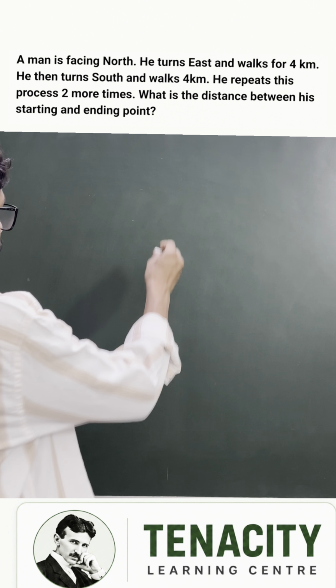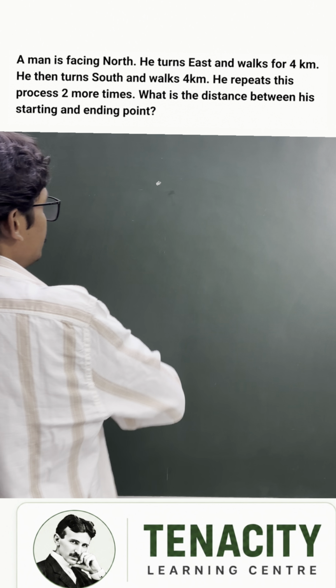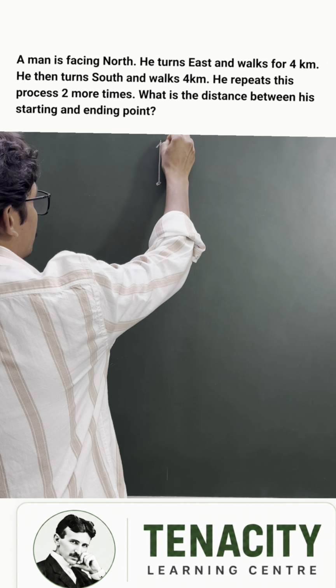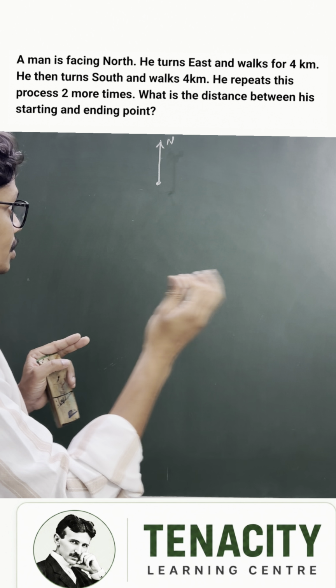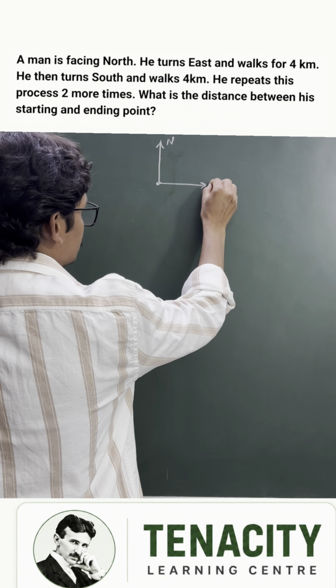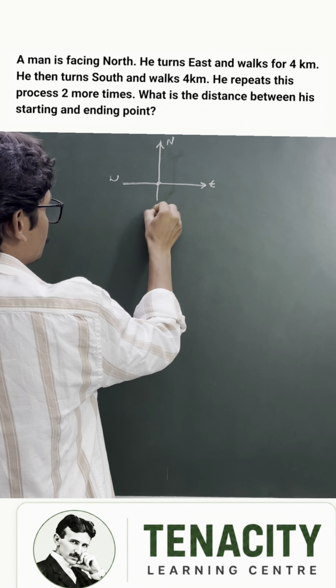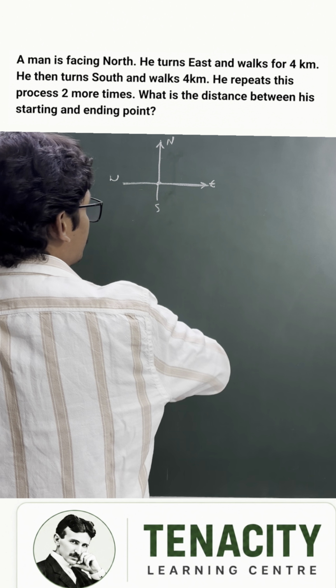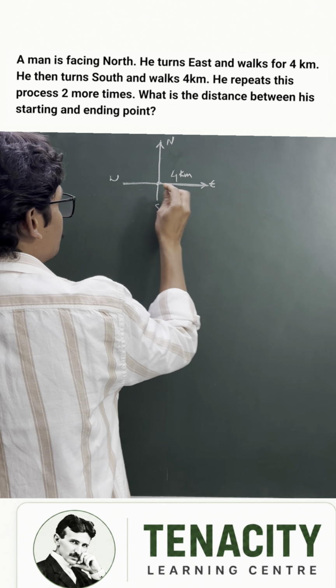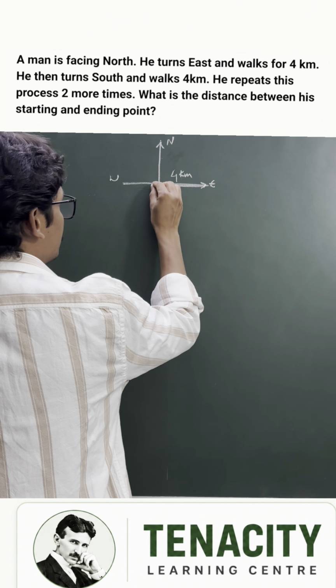So let us start. Let us imagine that the person is standing here and this is north. So he's facing north. Now this fellow turns eastwards. So this is east. So the person turns eastwards. So he turns this way and walks 4 kilometers. So I'll write 4 kilometers. The person moves from this point to this point. Let us call this A.